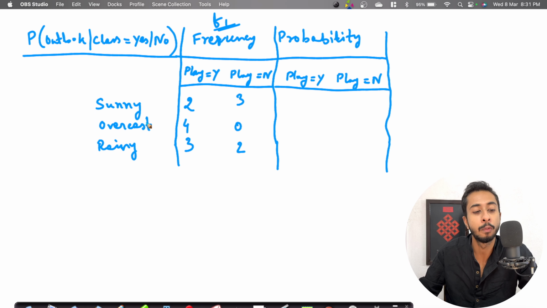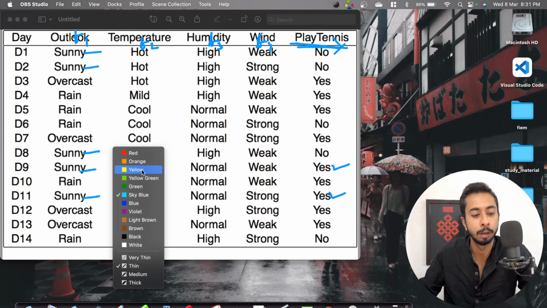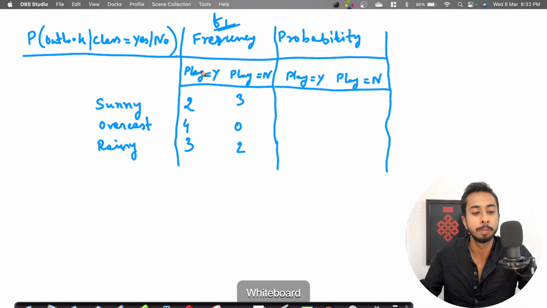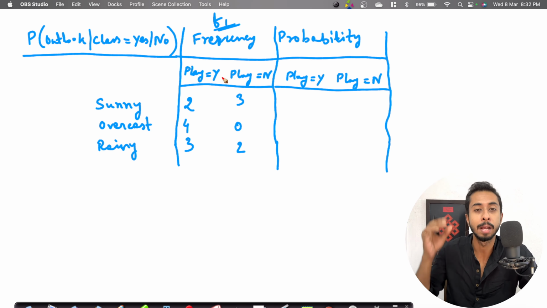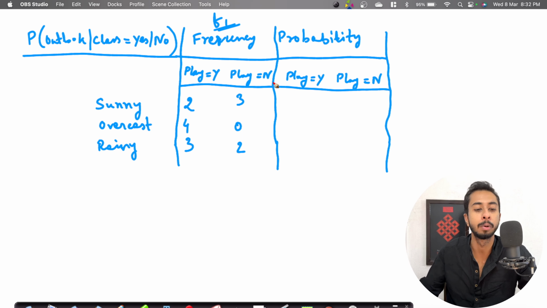In the same way, overcast, play yes is 4. See, overcast, I'll change the color. Overcast, overcast, overcast, overcast. See, this overcast is yes, this overcast is yes, this overcast is yes, this overcast is yes. All the overcasts are yes. So I have written here overcast play equal to yes is 4 and play equal to no is 0, because there are no overcasts which have play equal to no. Okay, that is why 0. In this way I have filled out this table.